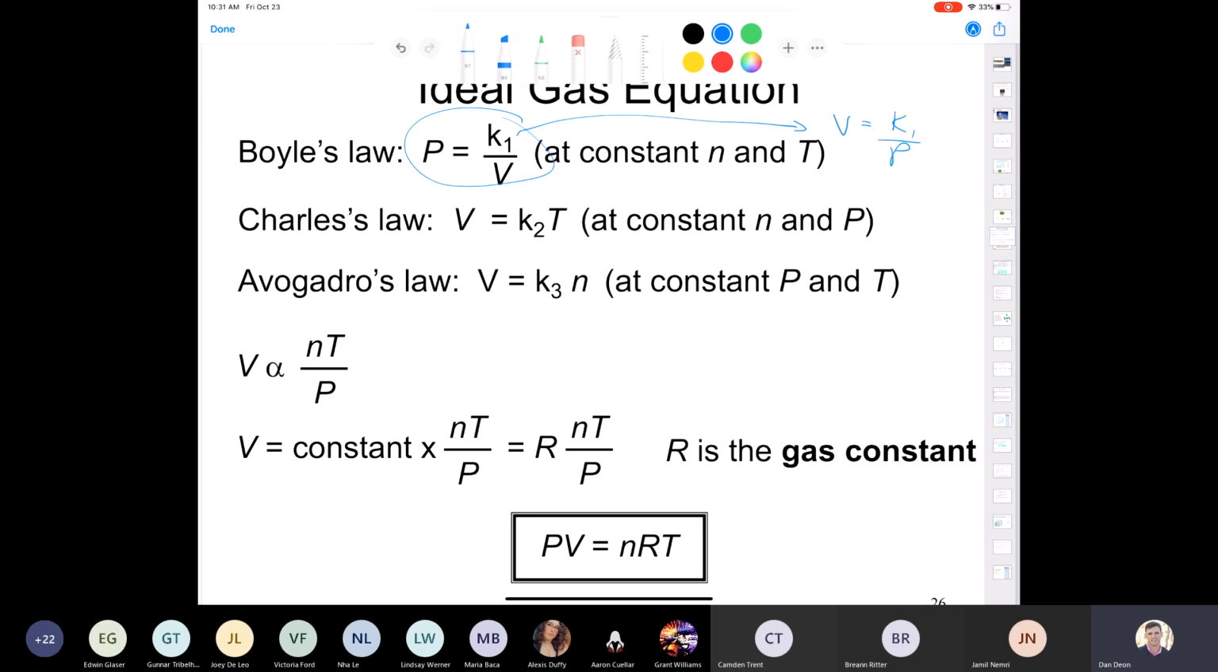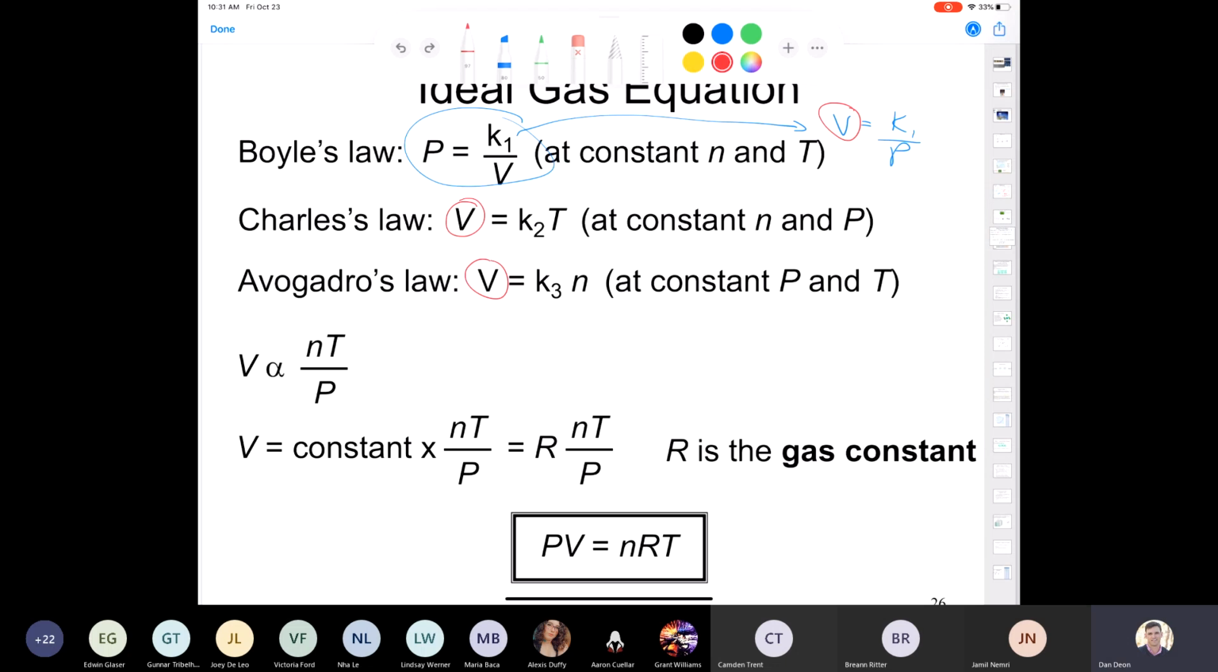We can express all of those V's, right, as volume is going to be proportional to N times T divided by P. Now that's proportional, right? This symbol here means proportionality. Okay. Another way we can express that is to say that volume is going to be equal to a constant multiplied by NT over P. And that constant is called R, big R, and we call that the gas constant.